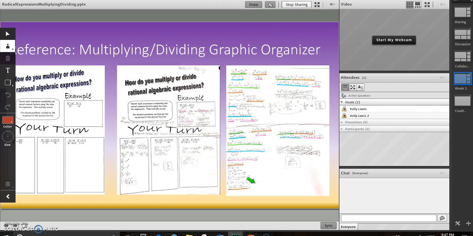All right, there is a graphic organizer. There's a blank one and then the answer keys, if you just want something with a couple of problems that are worked out for easy reference.